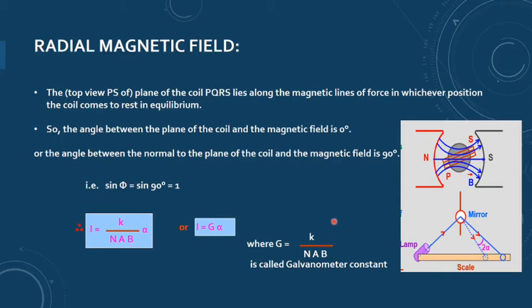And if we do not have the radial field, then I will not be directly proportional to alpha, so I will not be able to get the linear scale. And if I am not getting the linear scale, then I will not be able to give the correct result. So for that, the field should always be radial.